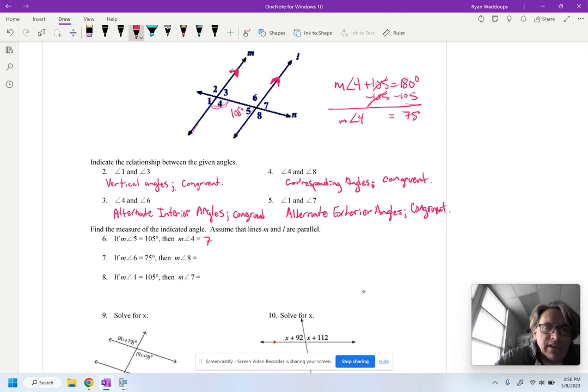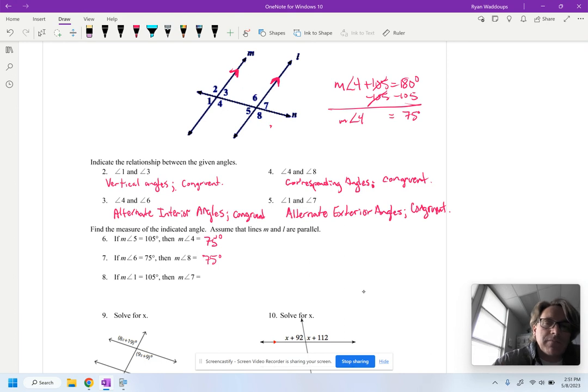So 75 degrees. Now, if the measure of angle 6, we're assuming something different now. The measure of angle 6 is 75 degrees. If we say this is 75 degrees, then what's the measure of angle 8? 6 and 8 are vertical angles, so measure of angle 8 would also be 75 degrees. Yeah, 75 degrees. All right. And then it says the measure of angle 1 is 105. What is the measure of angle 7?